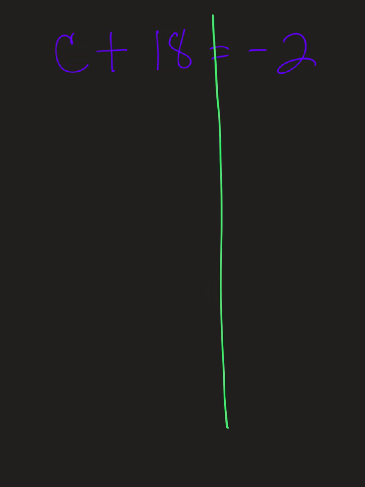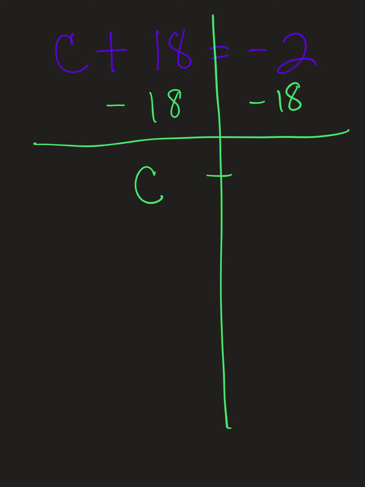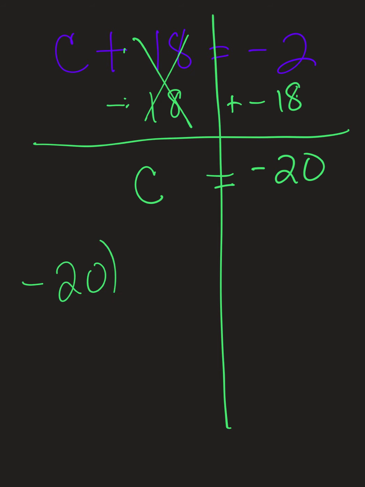One more example here. I'm going to draw my wall. C plus 18 is equal to -2. I'm going to take away 18 from both sides. Now, even though I'm taking away 18, this cancels out here, right? The opposites mean that they cancel out and get a 0. But over here, I have two negatives, so I'm going to add those together, and I end up with -20. And -20 plus 18 does, in fact, equal -2, so that is a correct answer.